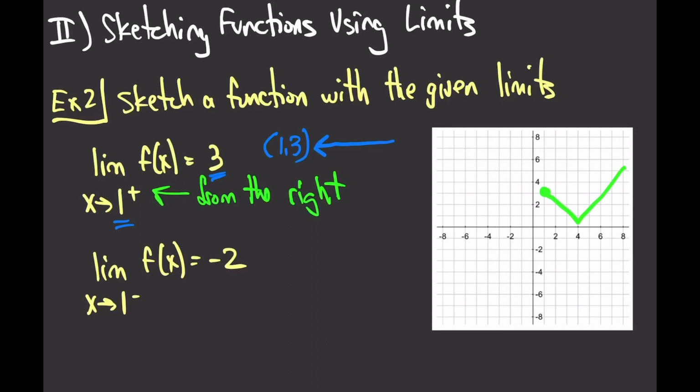All right, so our second one, this limit. Remember, that means from the left. So now we're approaching 1 from the left, and we have to end up at the -2 value, so right there. Okay, so let me just jot that down again. So that's going to be from the left. So now coming from the left, going this way, I'm going to point to 1, -2.